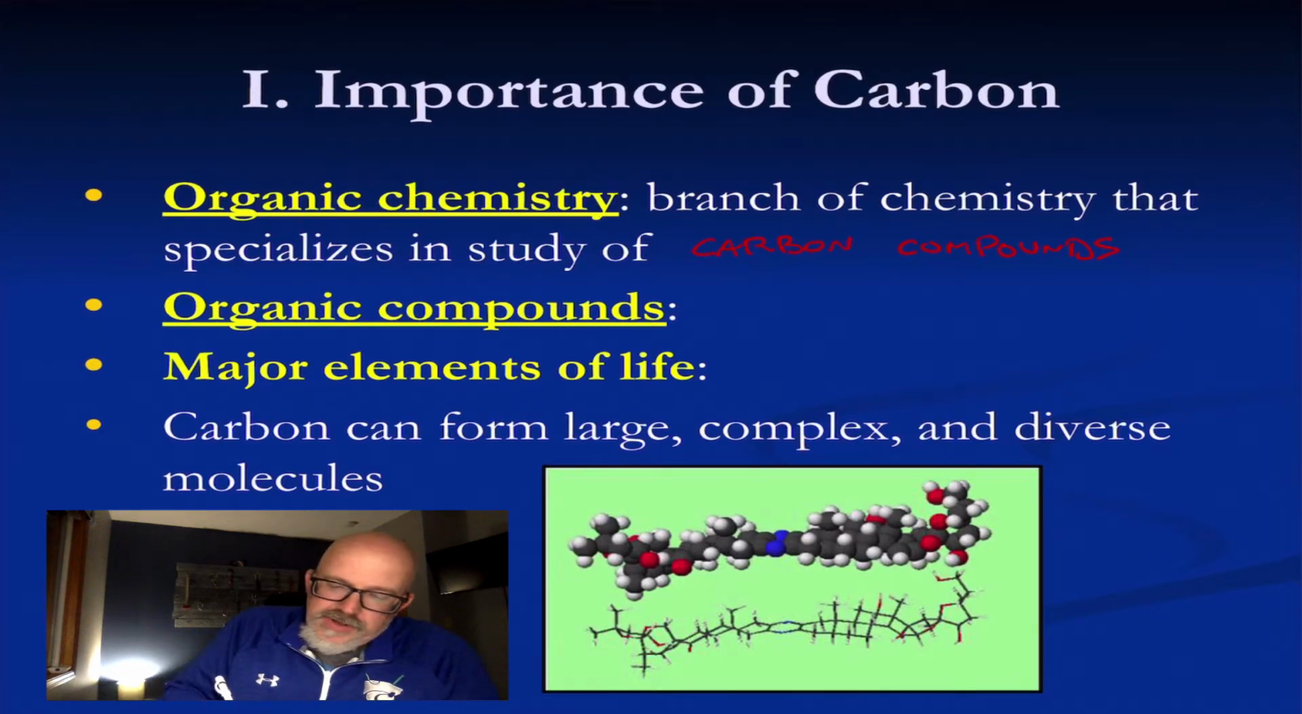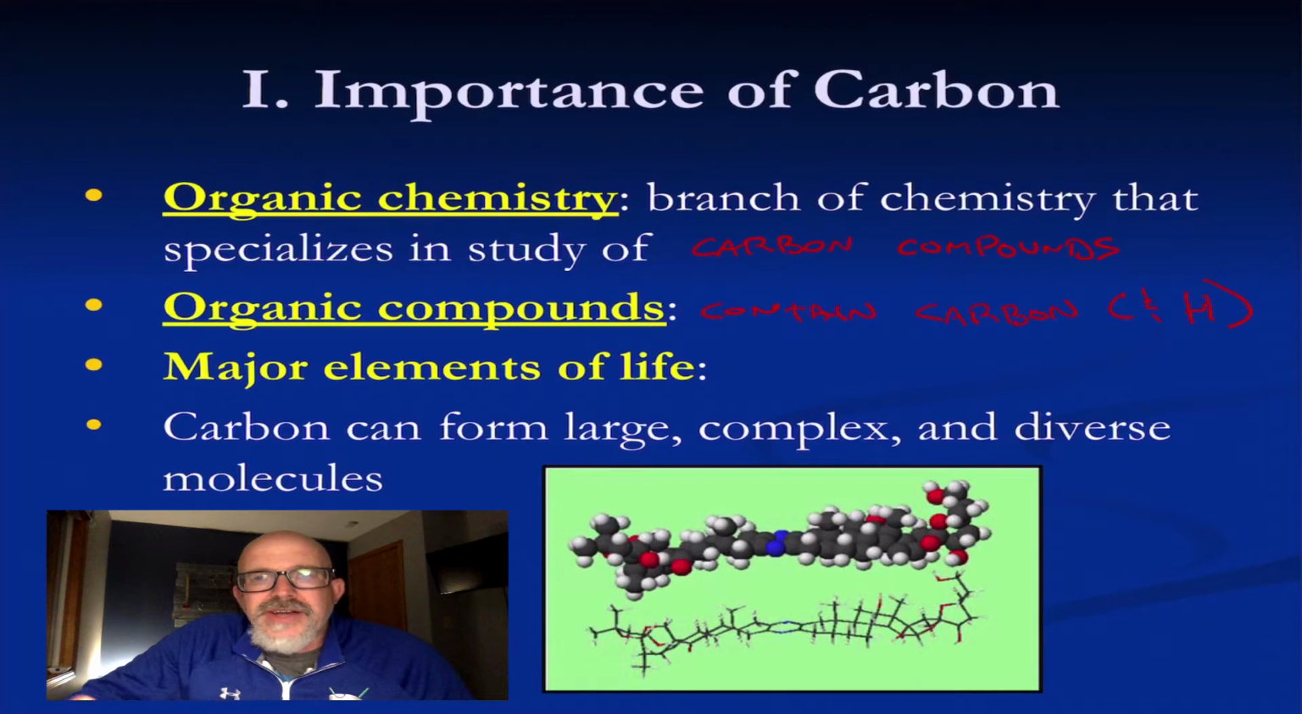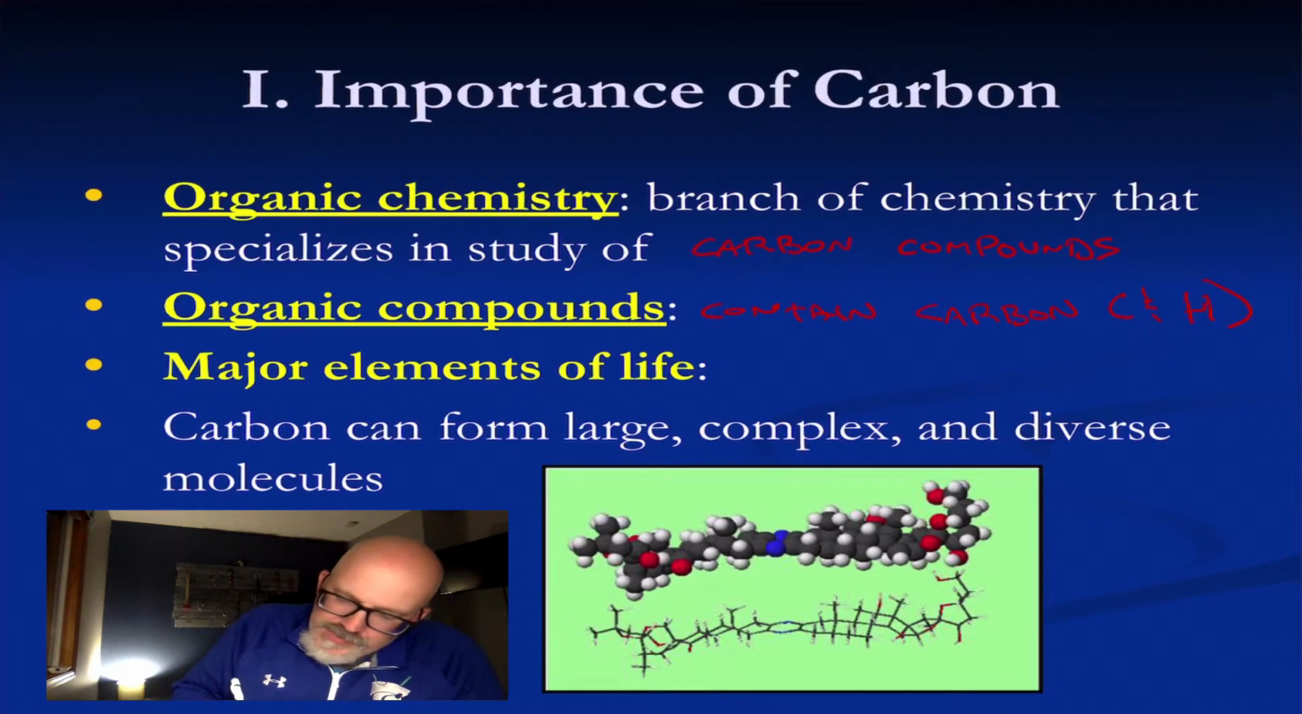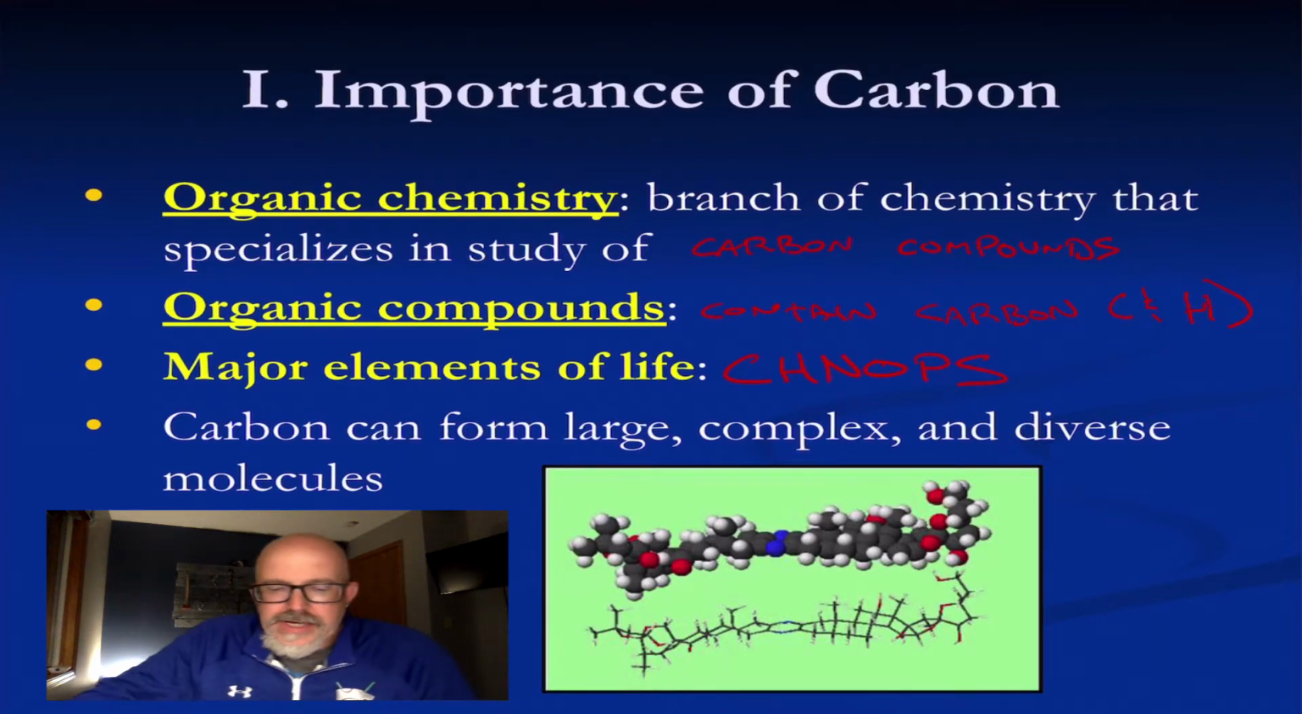Organic compounds are compounds then that contain, obviously, carbon. And they typically have a lot of hydrogen. So there are those hydrocarbons that you guys were looking at. The major elements of life, you guys may remember from biology, we talked about CHNOPS, right? So CHNOPS was carbon, hydrogen, nitrogen, oxygen, phosphorus, and sulfur. Those are the major elements of life. They make up the majority.